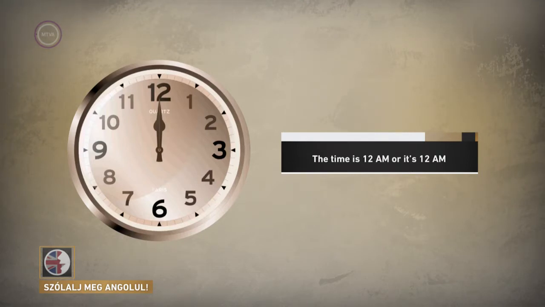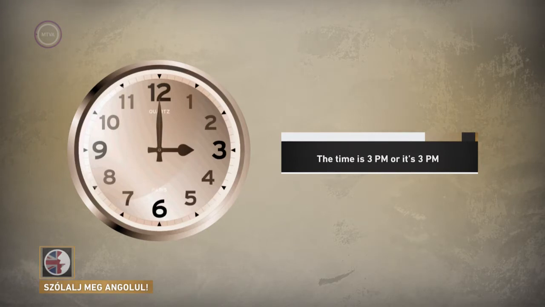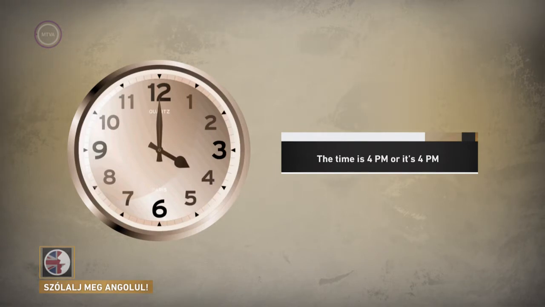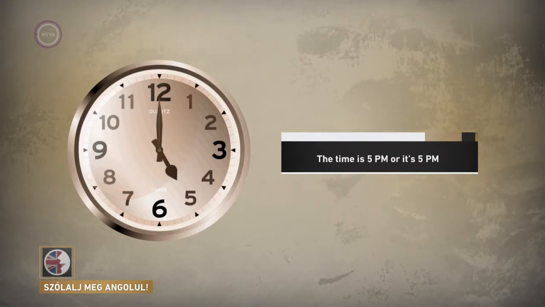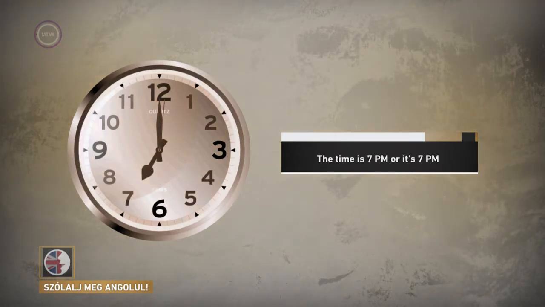Or it's 12 AM. The time is 1 PM, or it's 1 PM. The time is 2 PM, or it's 2 PM. The time is 3 PM, or it's 3 PM. The time is 4 PM, or it's 4 PM. The time is 5 PM, or it's 5 PM. The time is 6 PM, or it's 6 PM. The time is 7 PM.